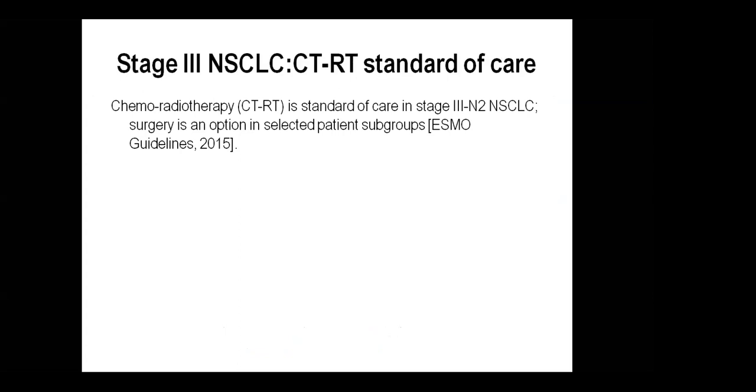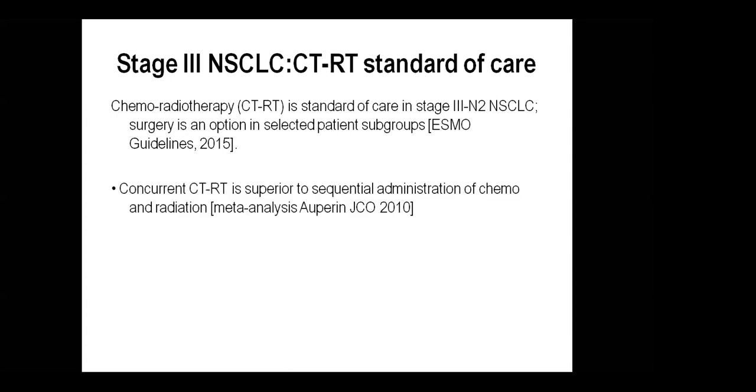So when we talk about stage 3 lung cancer, I told you how heterogeneous a group it is; stage 3A itself is very heterogeneous. It has an operable, a potentially operable, and an inoperable group, as well as stage 3B and C, which are potentially unresectable. For chemoradiotherapy, there are multiple trials and multiple guidelines. When you go into the guidelines, they would suggest that chemoradiotherapy is the standard of care, but there are select subgroups where surgery can be considered as an option. Concurrent chemoradiation is superior to sequential administration.